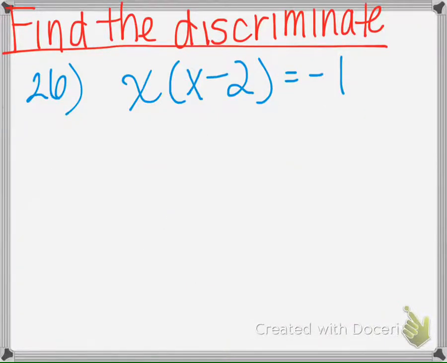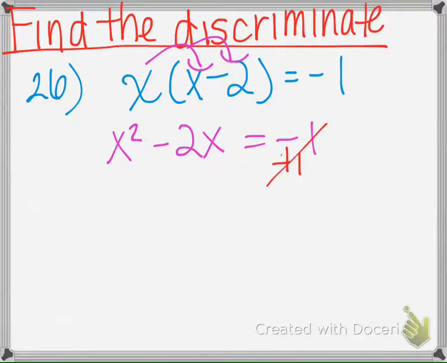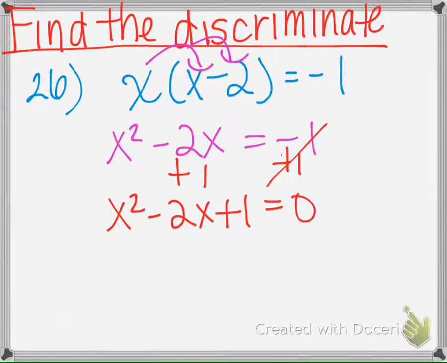Alright, here before we can find the discriminant, we have to have it in standard form, so we're going to simplify here. And then we're going to go ahead and add the 1 over. So now it equals 0. Now we can plug in our A, our B, and our C.